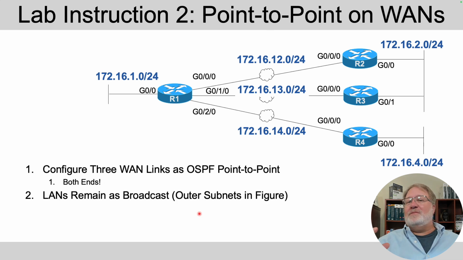Then at step 2, I want you to do some configuring and then do some more show commands. What we want to do is the typical case where, when you've only got 2 routers on the link, like on these 3 WAN links, we want to change from the default of broadcast network type to point-to-point. That's the job. Change both ends of each of those 3 links to use point-to-point network type. The LANs, that is the outer interfaces in the drawing, leave them as network type broadcast.